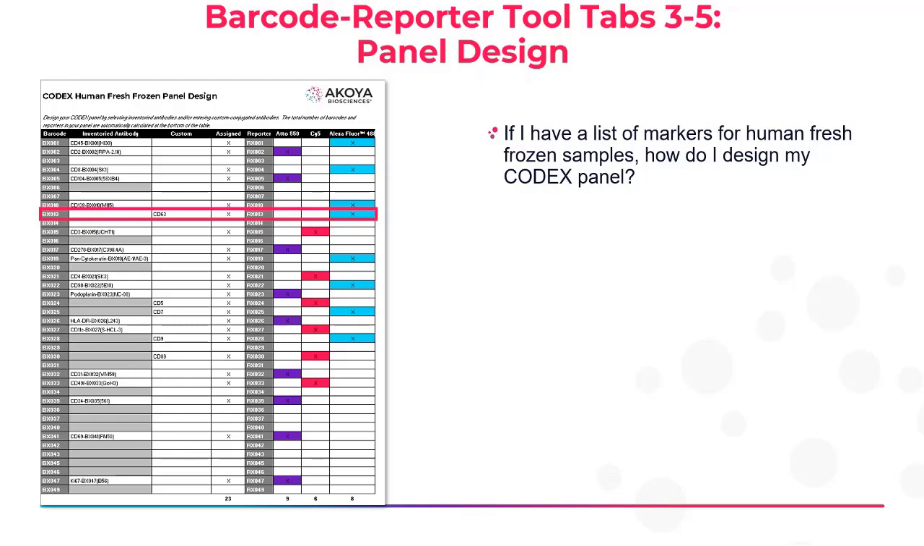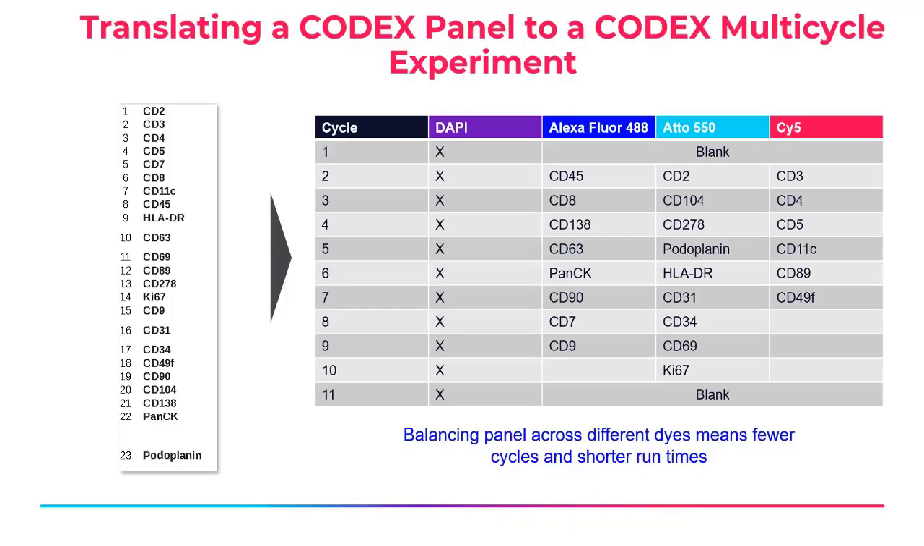If possible, you want to try and keep the dyes evenly distributed. In this case, if I were to seek to add any more custom conjugated antibodies to my panel, I would try to conjugate them to a barcode associated with AF488 or a Cy5 reporter. If I were to add more ATTO550 associated conjugates, then my experimental runtime would increase. I'll highlight this again in this next slide.